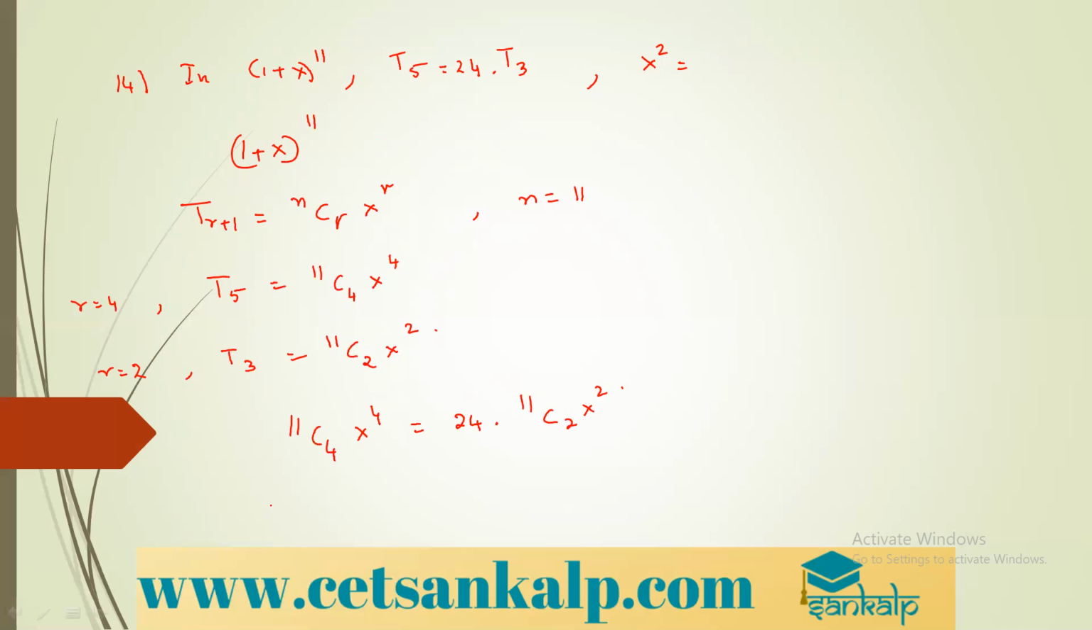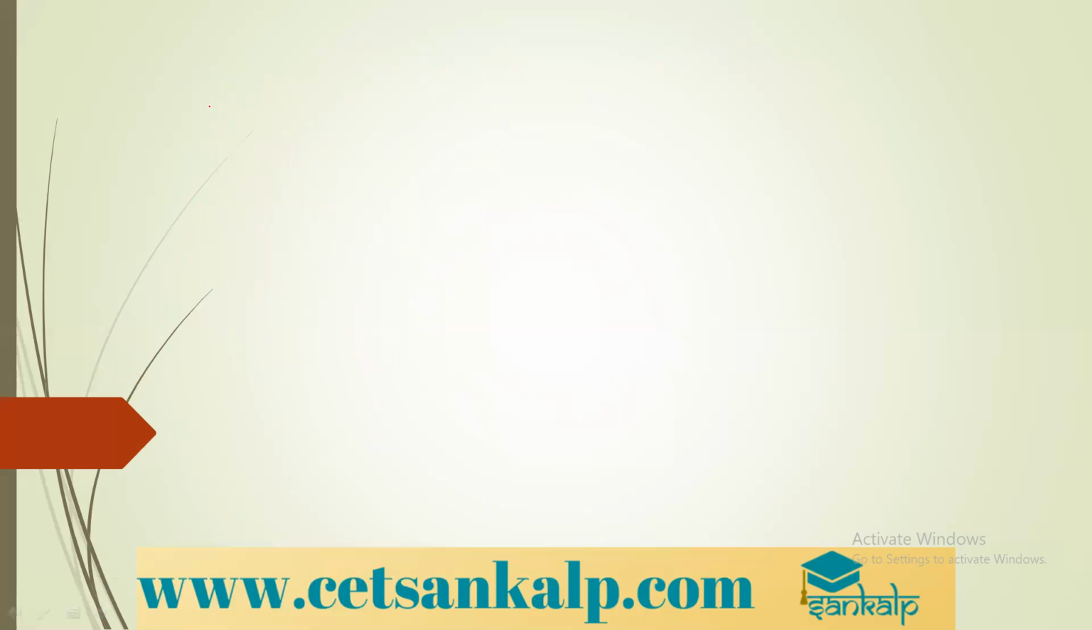So how to find x squared? First of all, x squared and x squared will cancel. Here you have x squared. So x squared will be 24 into 11C2 by 11C4. That is for sure, because we have to find x squared. So how to simplify this? x squared is equal to 24 into 11C2 by 11C4, that is 24 into (11 into 10 by 2) by (11 into 10 into 9 into 8 by 24).